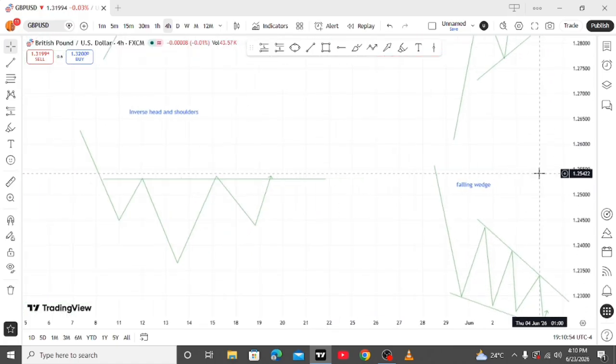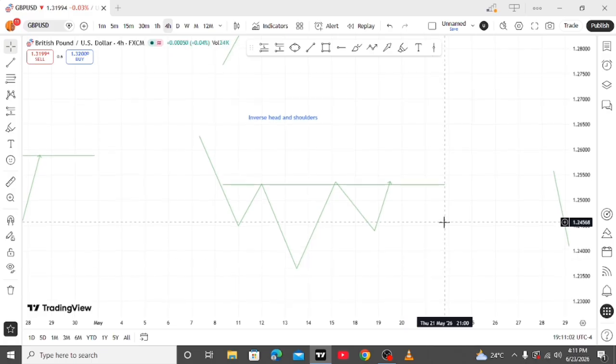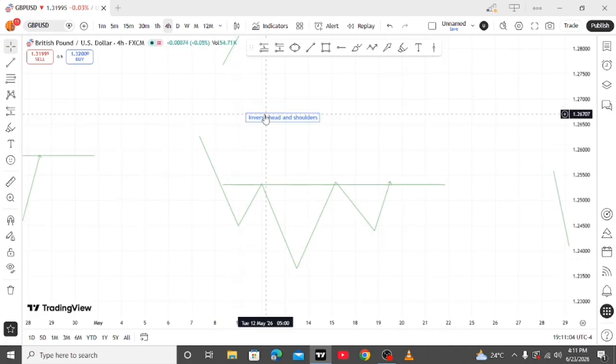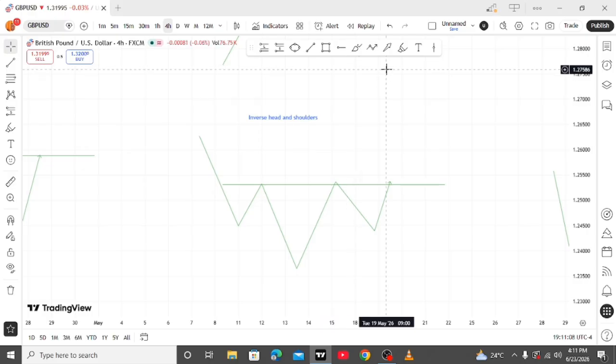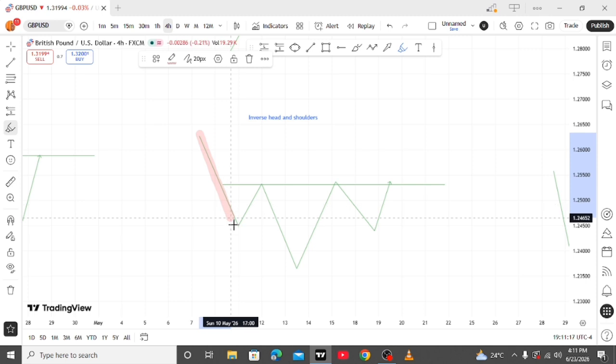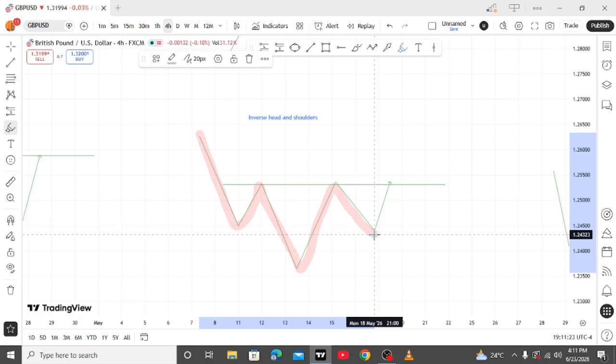Which is inverse head and shoulders. So this inverse head and shoulders is just the upside down of head and shoulders. As you can see, it's called inverse head and shoulders. So it's just the inverse of head and shoulders. So it's just as simple as that. So the market goes down, creating a low, goes up, and then goes down, creating a lower low, goes up again, and then a higher low.